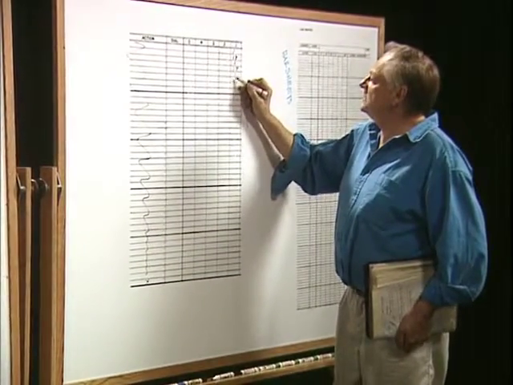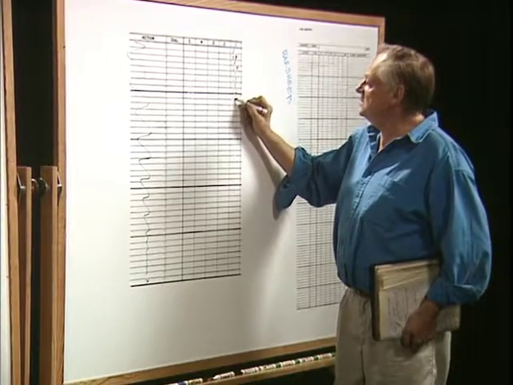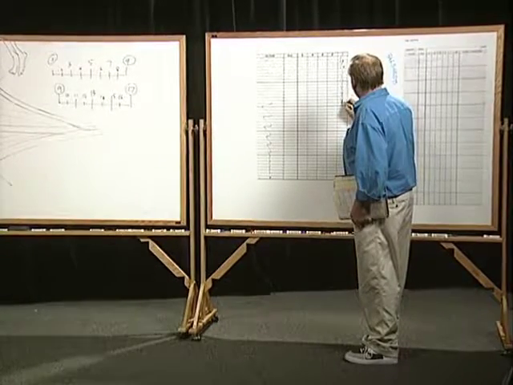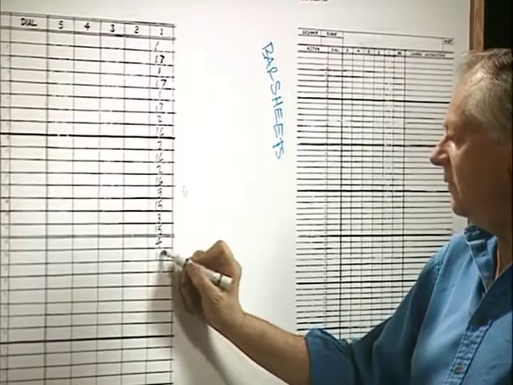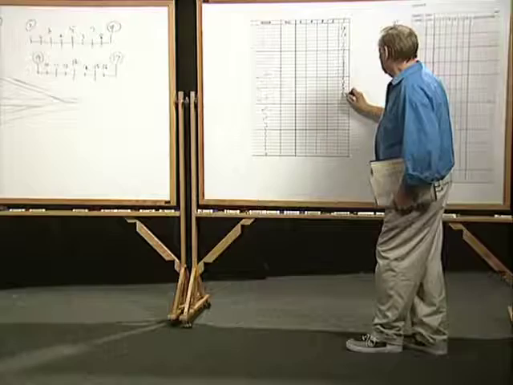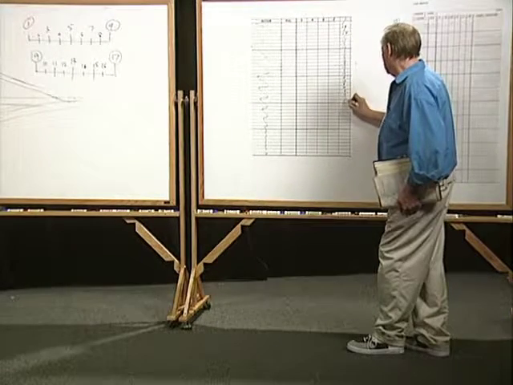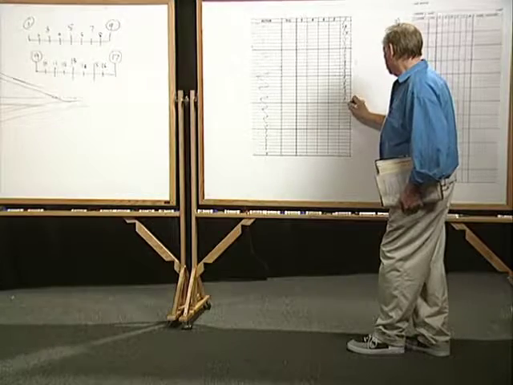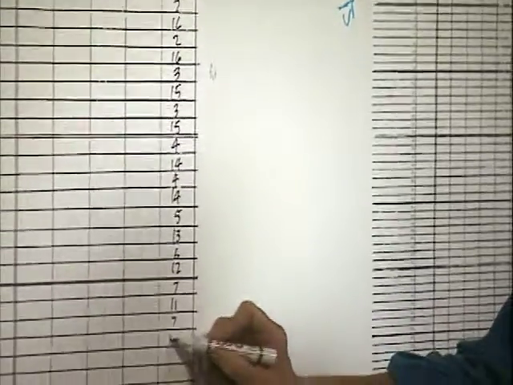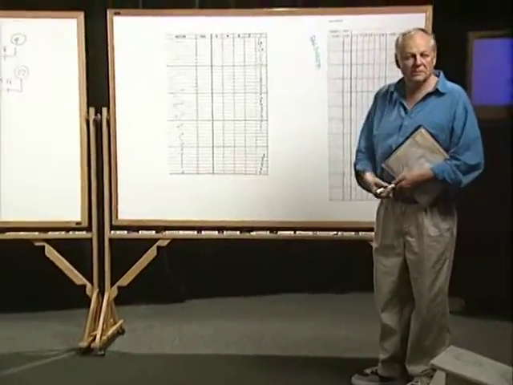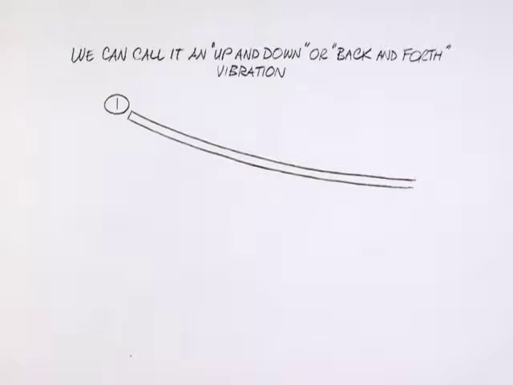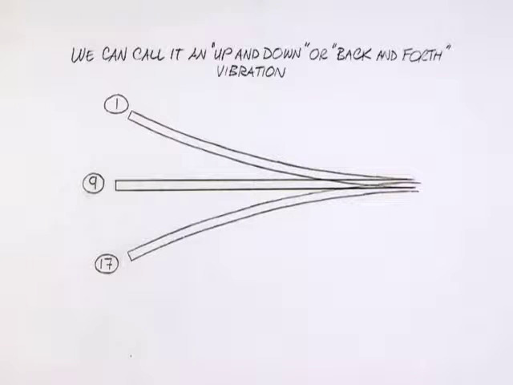Let's just go 1, 17, 1, 17, 2, 16, 2, 16, 2, 16, 3, 15, 3, 15, 4, 14, 4, 14, etc. Okay, 5, 13, 6, 12, 7, 11, and you slow up at 7, 11, until it ends. Okay? It's clear? Wobble, wobble, wobble, wobble, wobble. We can call this an up and down or a back and forth vibration.